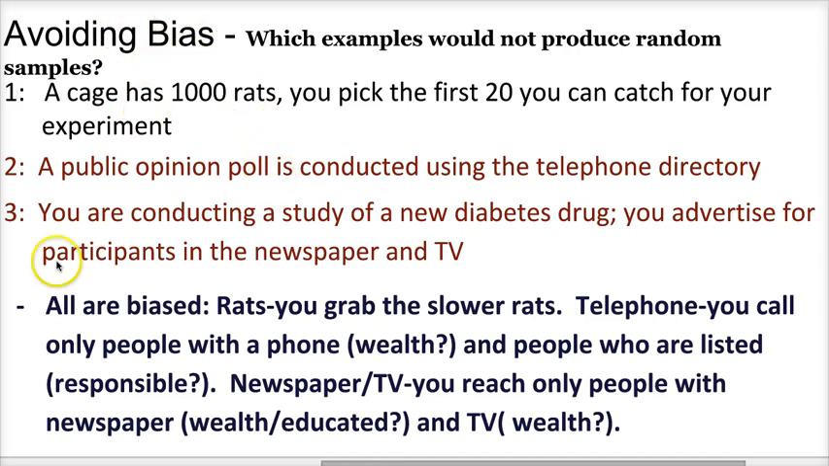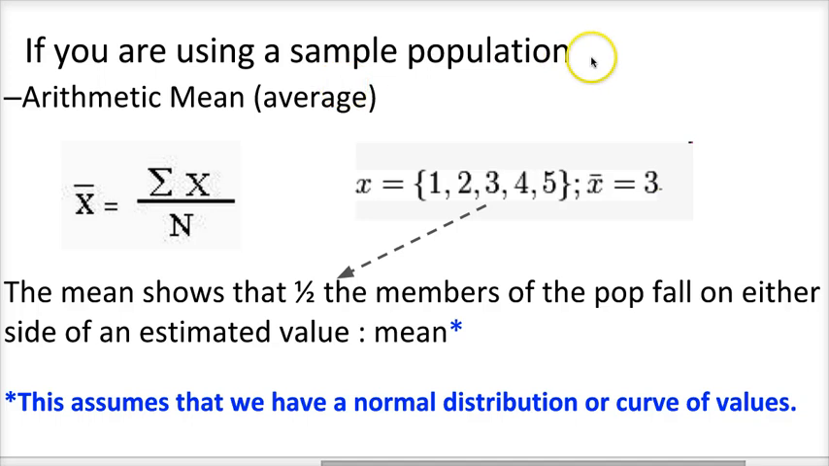These all have bias, and these would have sampling errors. Now, if you use a sample population, meaning you have a sample that represents the entire population, you can get an estimate of the actual mean or the average of that population. Notice if my numbers are 1, 2, 3, 4, and 5, the average of them, if I add them together and divide by the 5 numbers, that just means sum up the individual numbers, divide by how many you have. I get my average to be 3. Notice the mean shows that half the members of the population fall on either side of the estimated value. Why? Because we have a normal distribution, normal curve.